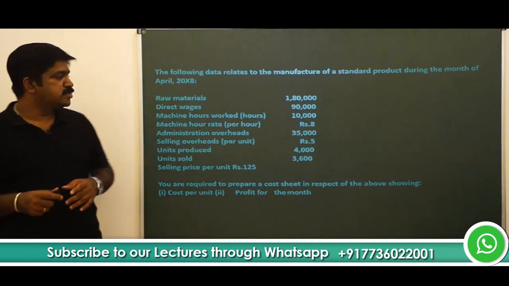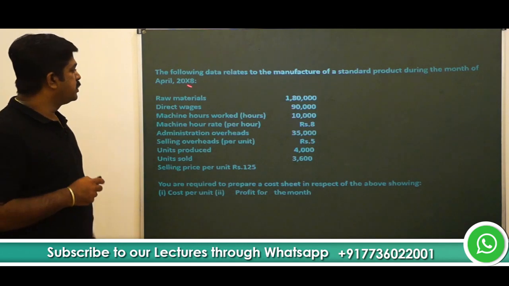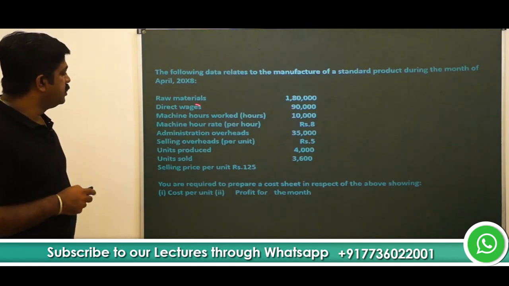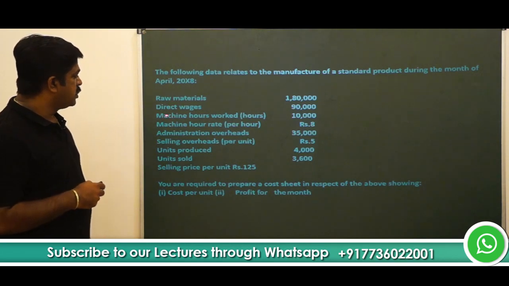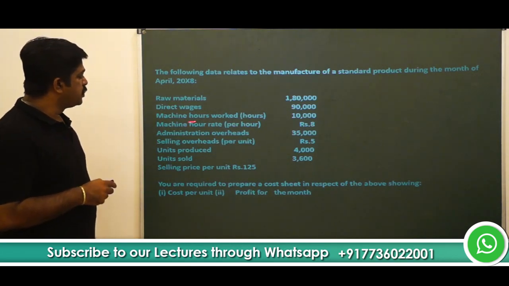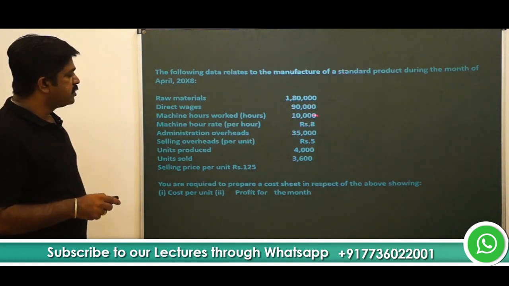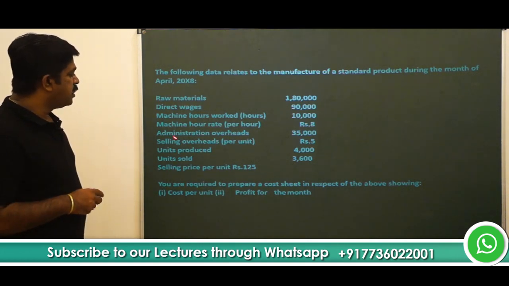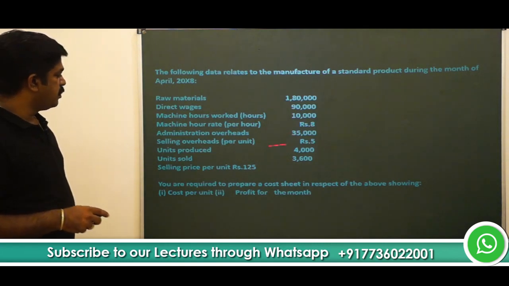Let's take another case study. The following data relates to the manufacture of a standard product during the month of April, let's say 2018. You have information related to raw materials, direct wages. Then with regard to machine, you have machine hours worked, which is 10,000, and machine hour rate is rupees 8. Then admin overheads 35,000, selling overheads per unit is available 5.